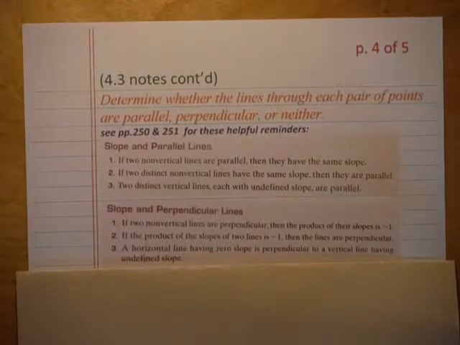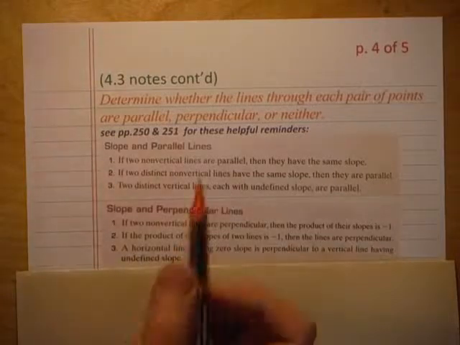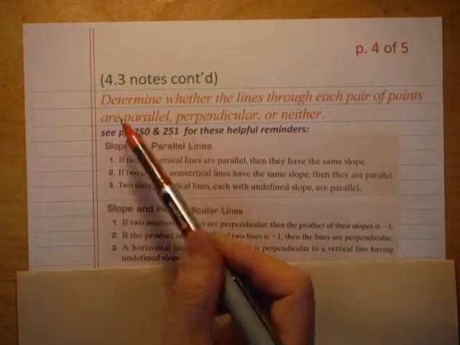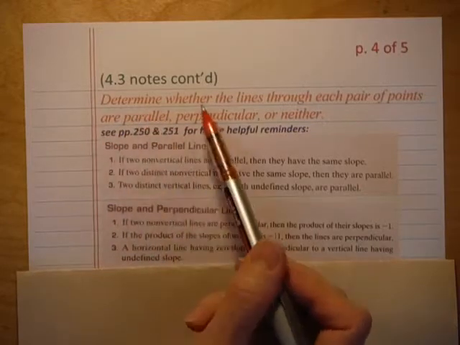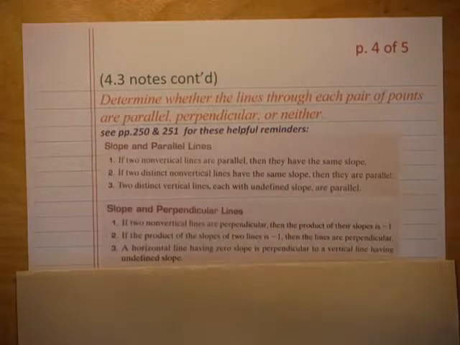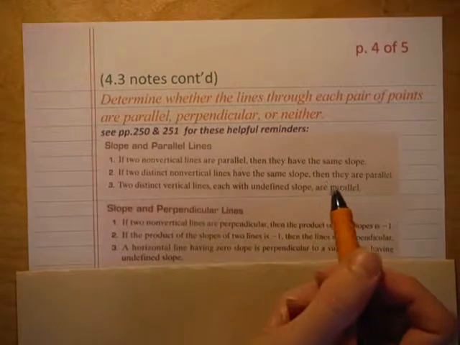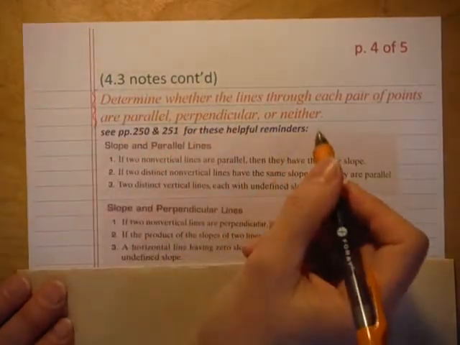All right, we're here at the top of 4.3 on page 4, and the next set of problems in the book says to determine whether the lines through each pair of points are parallel, perpendicular, or neither. And I didn't pick some problems for you to practice. I just wanted to highlight that this is one of the set of instructions you'll see.